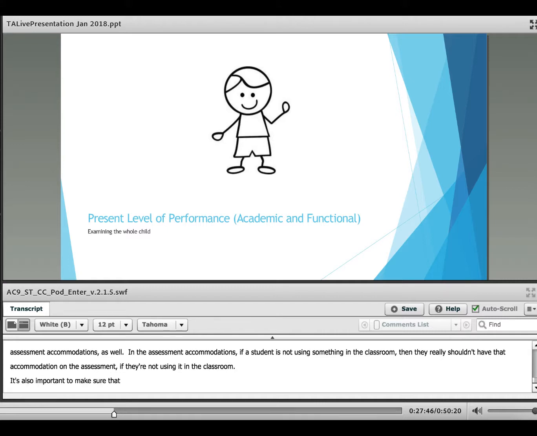It's also important to make sure, just had a brain lapse here, one moment.